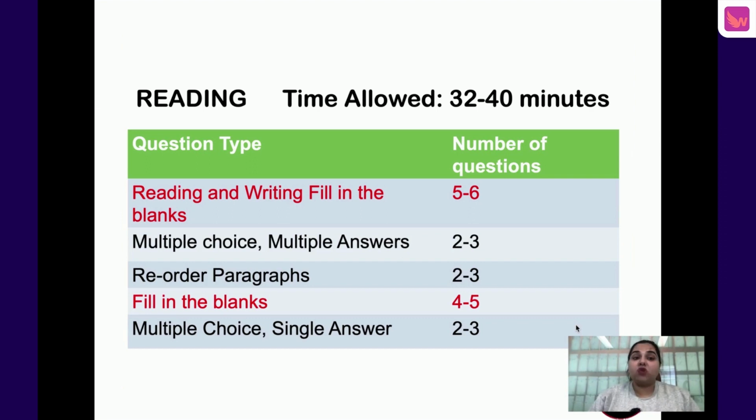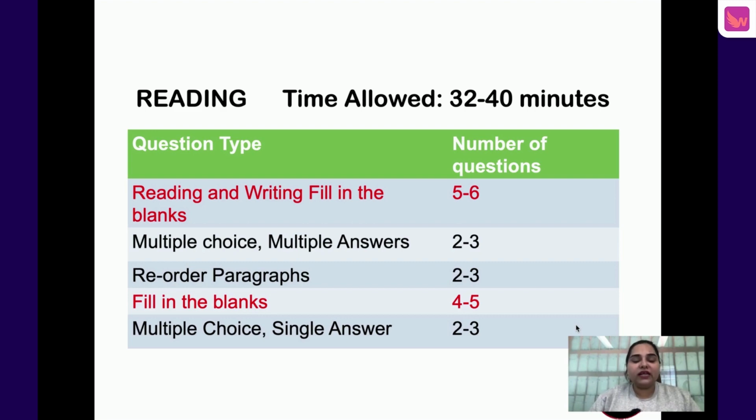Unfortunately, PTE has not fixed so far the sequence of the reading module, so you might get any combination of the questions. You can have multiple choice questions, multiple answers as the first set of questions, or fill in the blanks as the first set, whereas the number of questions is fixed. For reading and writing fill in the blanks, you will have 5 to 6 questions, whereas for simply fill in the blanks, also known as drag and drop, you have 4 to 5 questions. That's fixed. So the total time for your PTE reading module will be 32 to 40 minutes, which you have to manage according to the need of the questions.